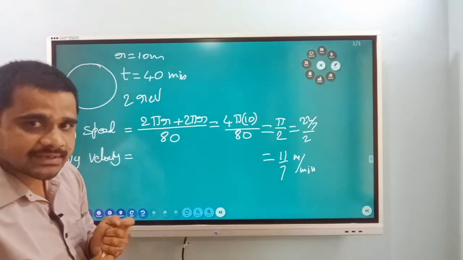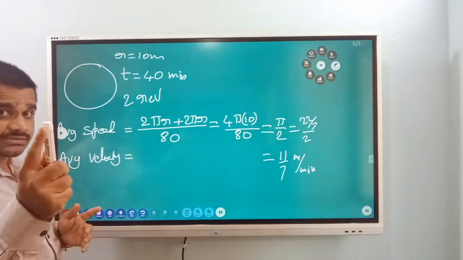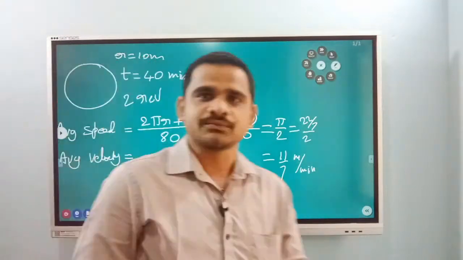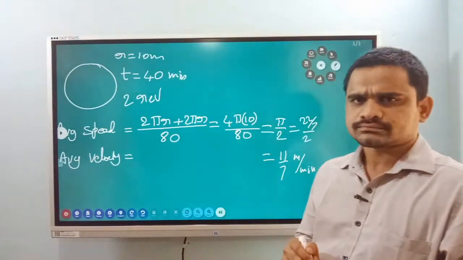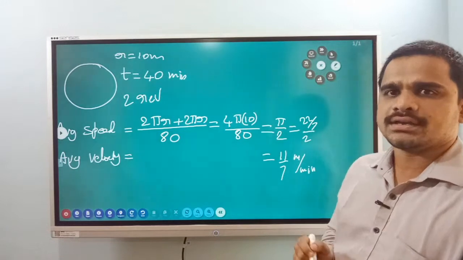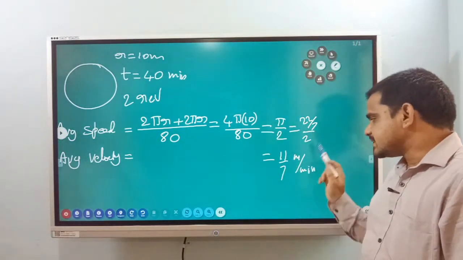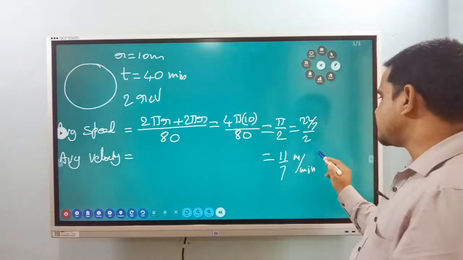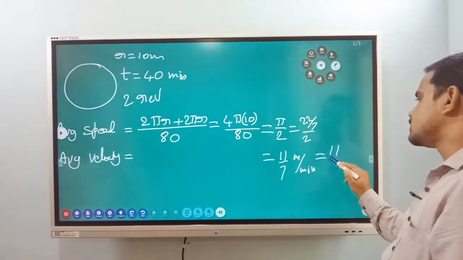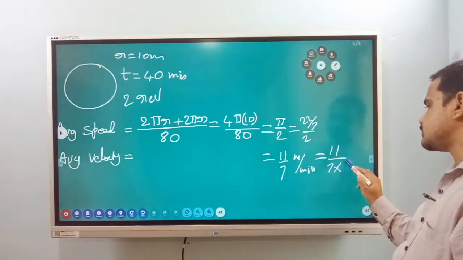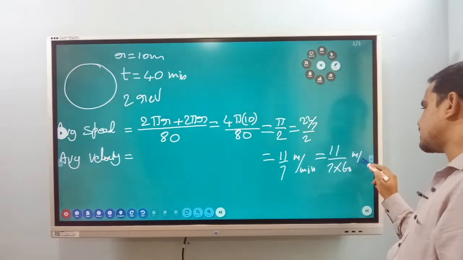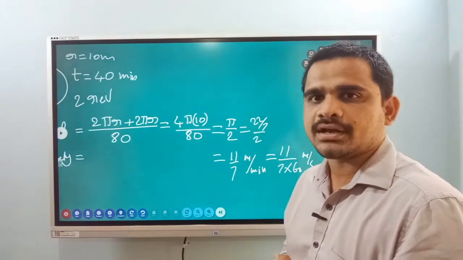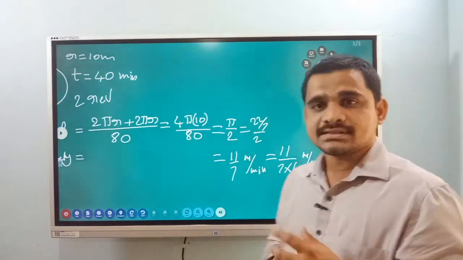40 minutes is the time for one revolution. For two revolutions, 40 plus what? 80. Here we must be careful that time is in minutes. If required, you have to convert that into seconds also, giving 70 into 60 meter per second. So this is the answer. This is the average speed.